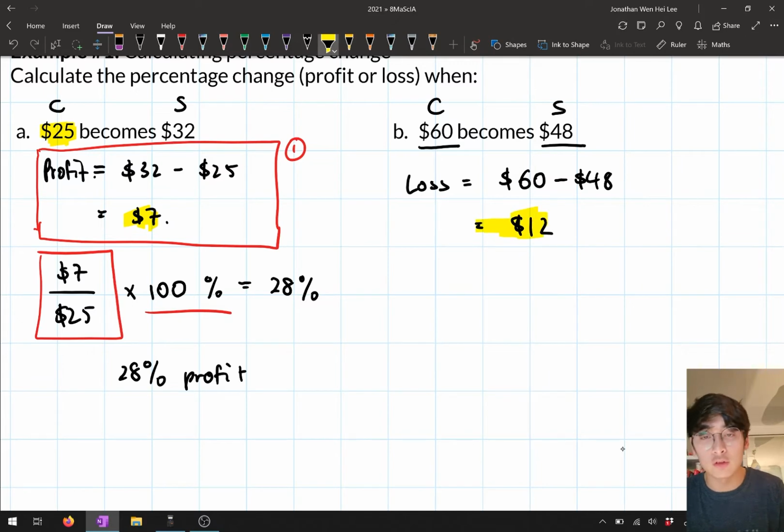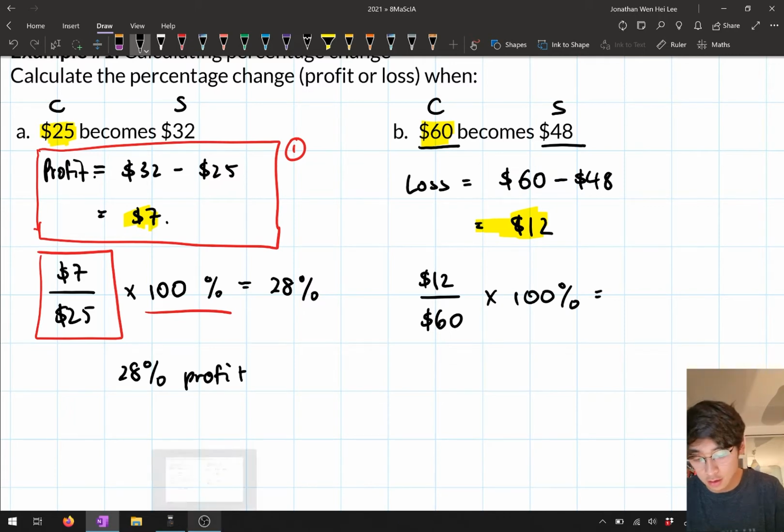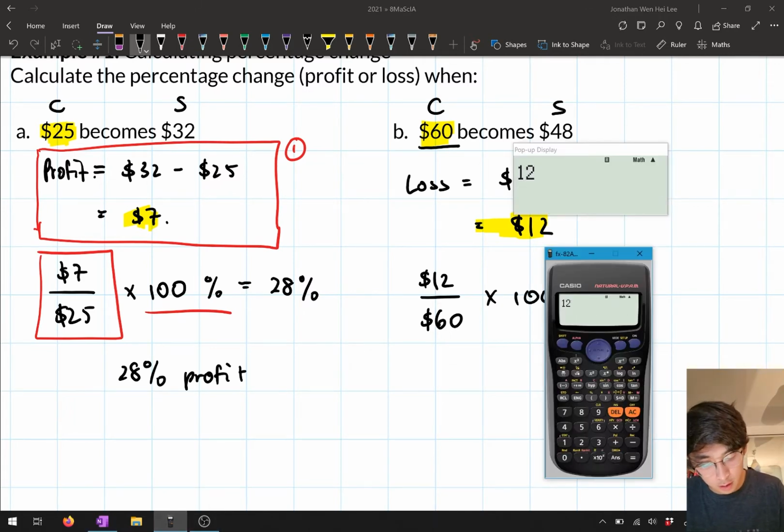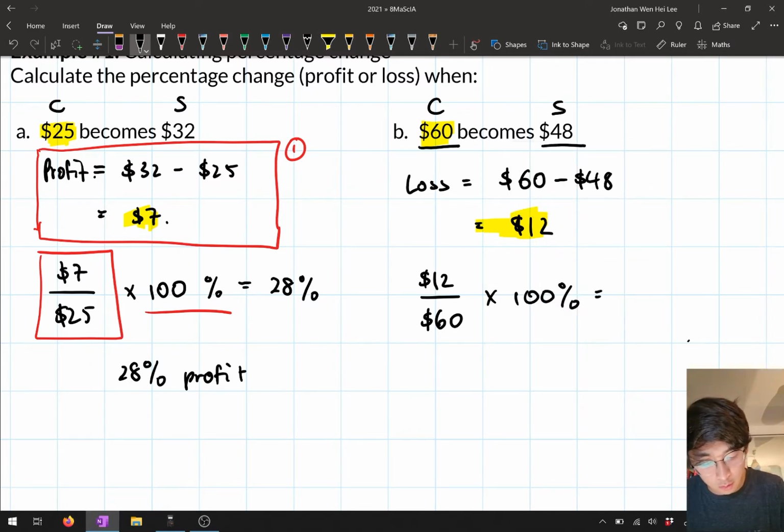I have $12 lost. Then I'm going to write this as a percentage of the original. So I'm just going to write this as a fraction, 12 over $60. That was the original amount, what I started off with. And I times it by 100%. So let's put this in the calculator. 12 over 60 times 100. Here you get 20%.